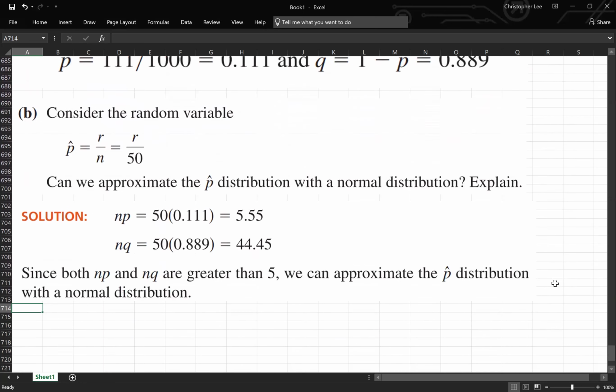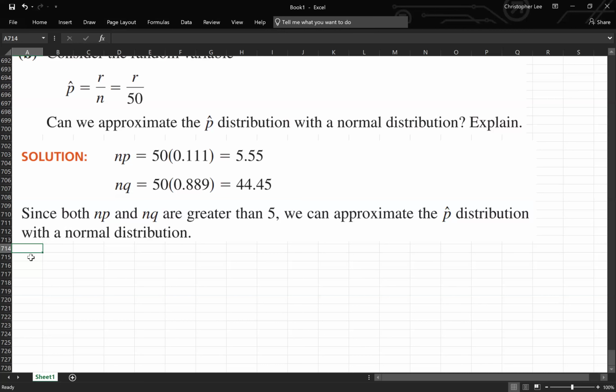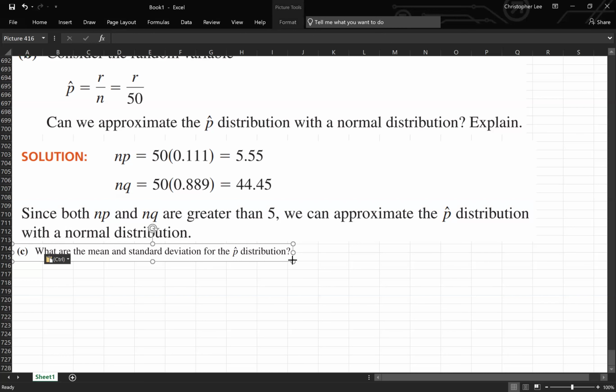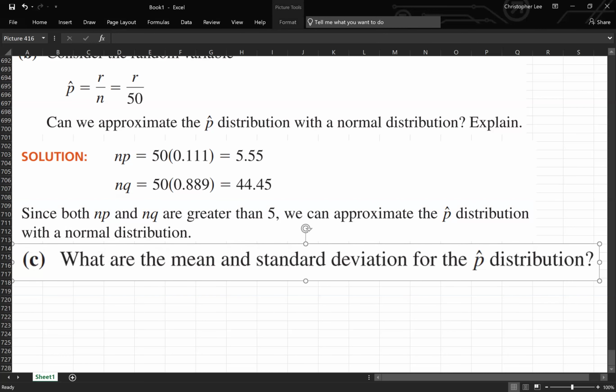You're welcome. No problem. All right, let's look at the next question. So the next question that we have: what are the mean and standard deviation for the p hat distribution? All right. So let's take a look at that.